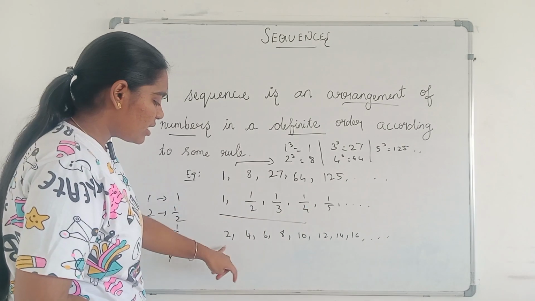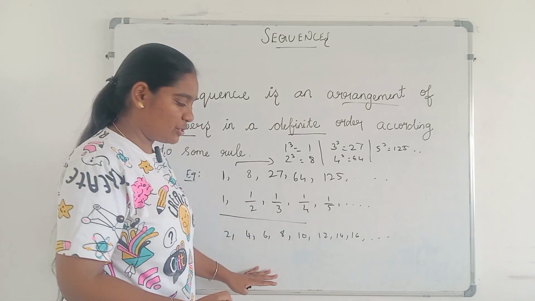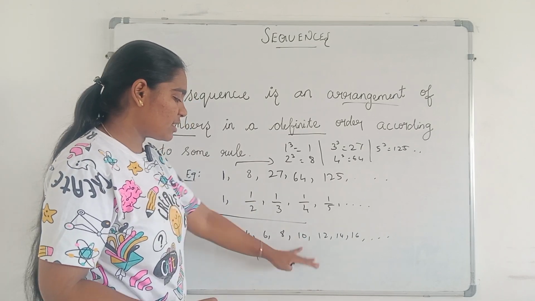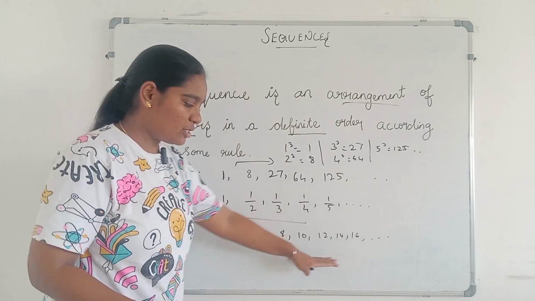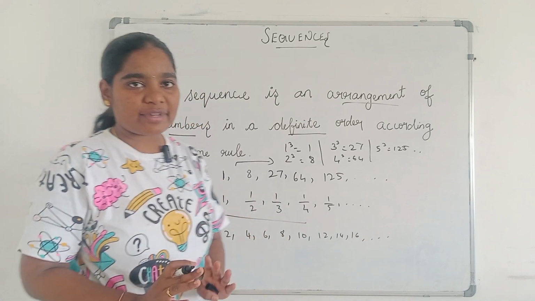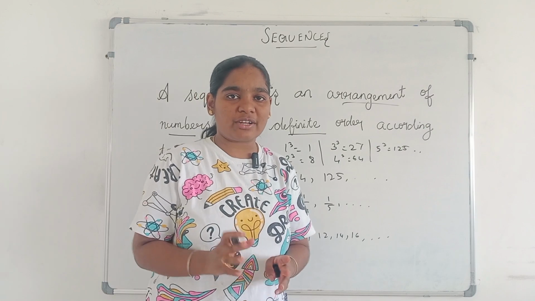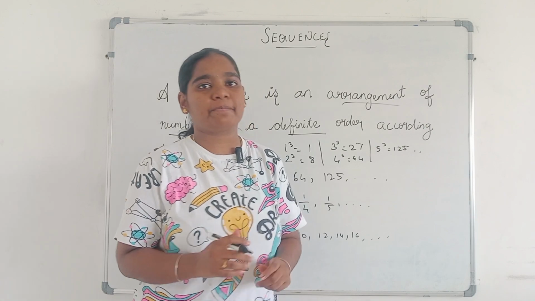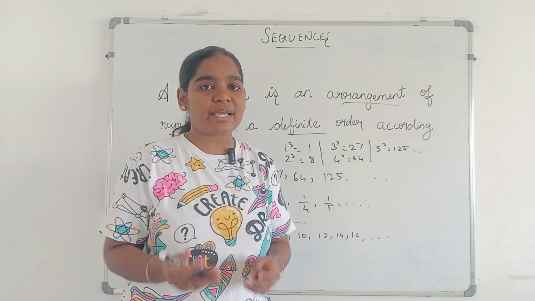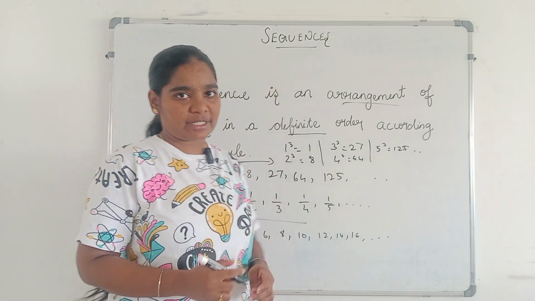In a similar way, these numbers are even natural numbers: 2, 4, 6, 8, 10, 12, 14, 16. These also form a sequence. So, a sequence means those numbers will be in definite order and follow some rule. Okay. Now, we can see some basic problems related to this concept.